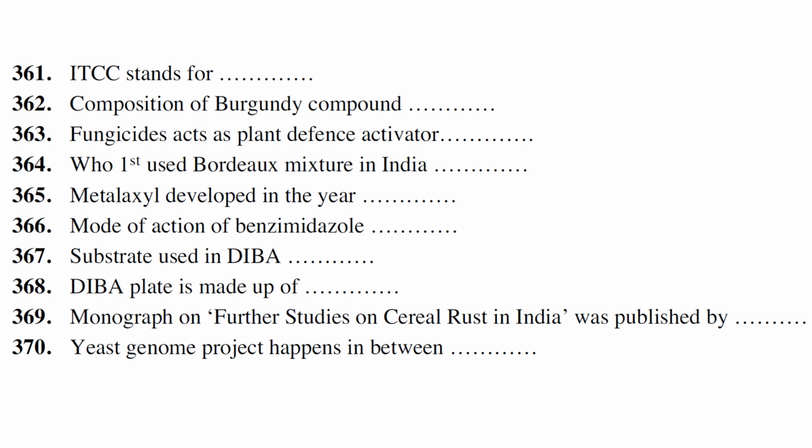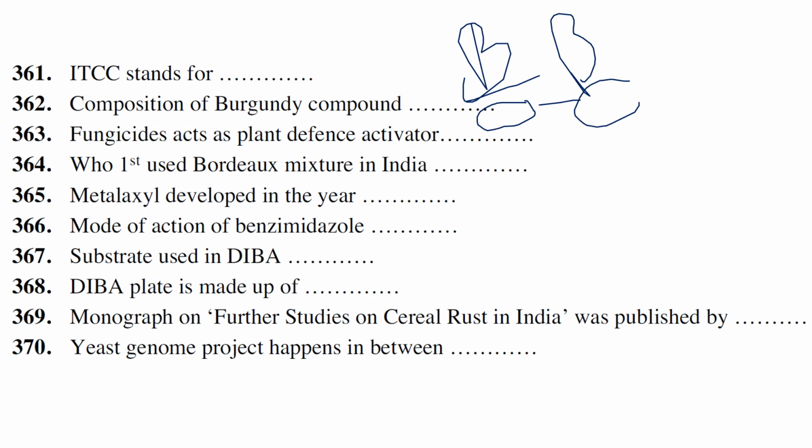Generally the composition is 1 kilogram of copper sulfate, 1 kilogram of sodium carbonate, 100 liters of water. The main difference between Bordeaux mixture and Burgundy mixture is, in Bordeaux mixture 1 kilogram of copper sulfate, 1 kilogram of lime, 100 liters of water. In Burgundy mixture, instead of 1 kilogram of lime, we are using 1 kilogram of sodium carbonate. That is the only difference between Bordeaux mixture and Burgundy mixture.